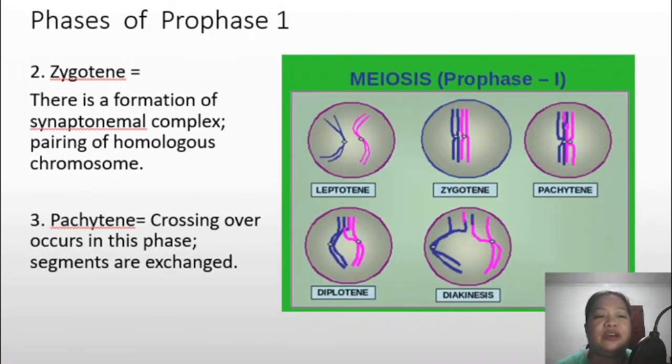Second stage of prophase 1, zygotene. In zygotene, there is formation of the synaptonemal complex, pairing the homologous chromosomes. So they become near each other and start pairing. Next stage, we have the pachytene, in which the crossing over occurs. So segments are exchanged. There's a segment exchange in each chromosome.